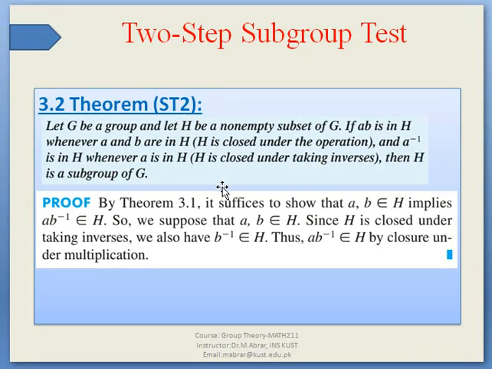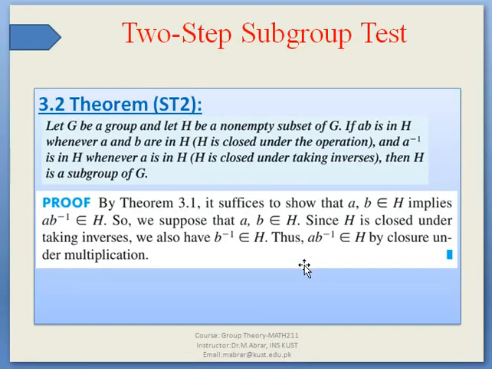We use the above theorem and just show that ab⁻¹ belongs to H. If we want to use ST1, we simply have to prove that ab⁻¹ belongs to H. So we take two elements a and b. Since H is closed under taking inverses, b⁻¹ is there, and because H is closed under the operation, ab⁻¹ belongs to H, and then we are done. By the above theorem, we can say it is a subgroup.